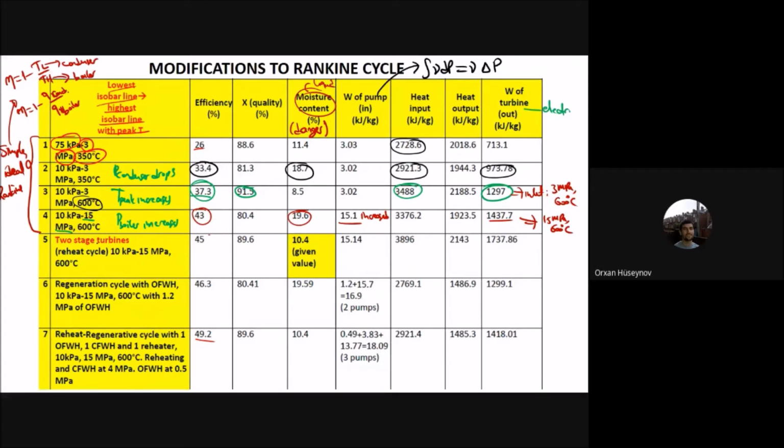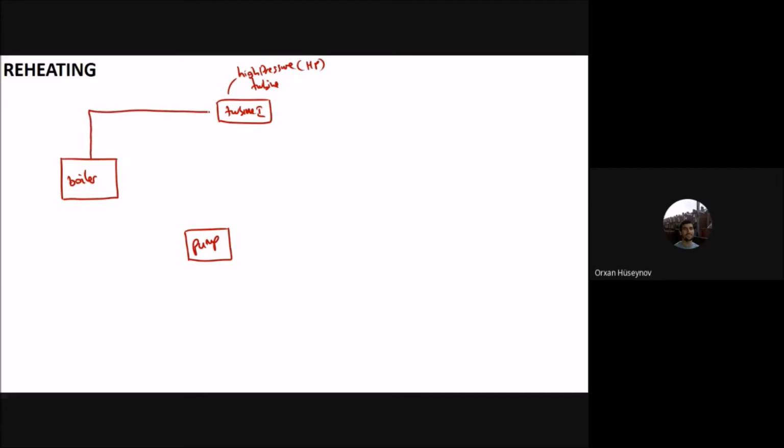Good. Now I'm going to the next modification, where we are using two-stage turbines. We are going to use two turbines here. This is also called a reheat cycle. Let's do that. For reheating, again I have the boiler here, and I have the pump here, and the turbine. I have the first turbine, which is also called the high pressure turbine, or HP turbine. From the boiler you have the inlet to turbine 1, but this turbine outlet is sent back to the boiler here, and it is reheated. So here is the reheating process.